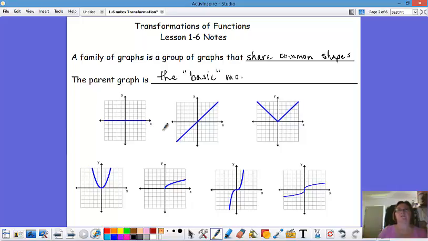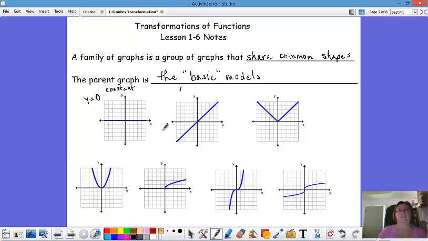We're going to talk about 7 such families of functions. We'll describe these things in several ways. This one, a horizontal line, is called the constant function, and its equation is y equals some number. This one happens to be 0, and that's the parent graph of all the horizontal lines.